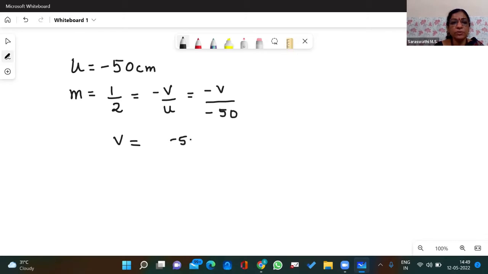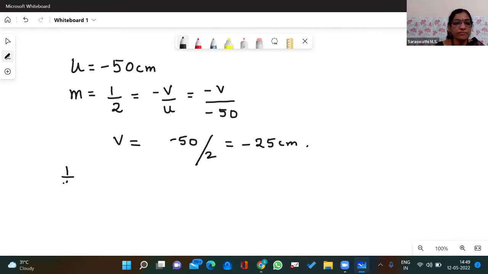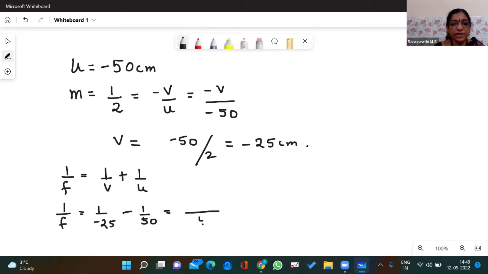Minus 50 by 2, which is equal to minus 25. So let us substitute and find the value of f. 1 by f is equal to 1 by v plus 1 by u. Substitute here. 1 by f is equal to 1 by minus 25 minus 1 by minus 50. So LCM is 50. This becomes minus 2 minus 1, minus 3 by 50.